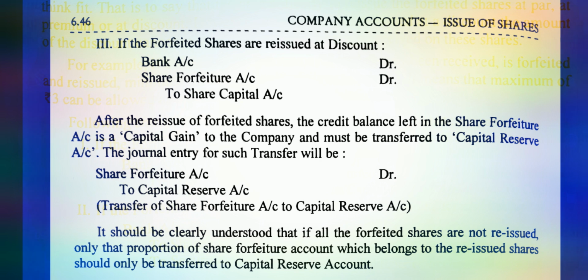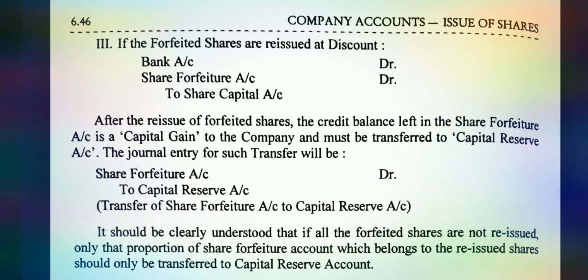Next, if the forfeited shares are reissued at discount, in that case the entry would be bank account debit, share forfeiture account debit, to share capital account. Here, in place of premium, the discount has been represented, and the discount will be represented with share forfeiture account. Means in share forfeiture account, the amount discounted would be shown here. How much the amount would be discounted will be shown here. The balance would be shown in bank account. So these would be the entries for reissue of forfeited shares, which were forfeited at par, premium or discount.